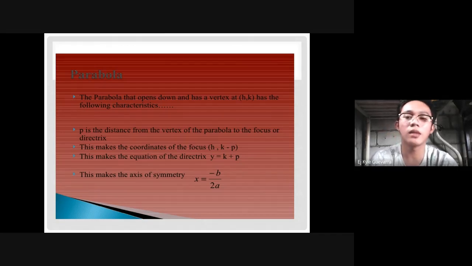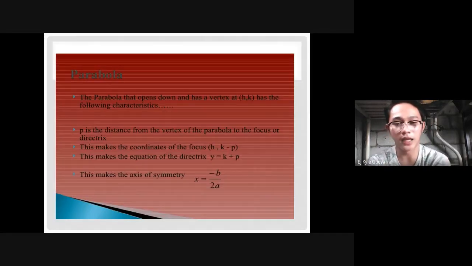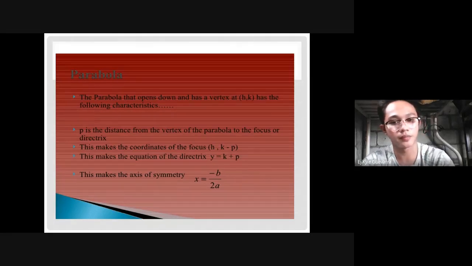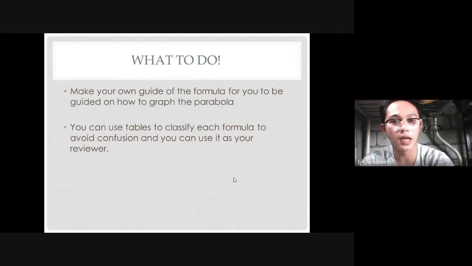Ayan. So mas marami kayong tatandaan kapag ang coordinates ng ating mga focus at directrix is sa may h and k na. Kasi 'di ba, mas marami kayong mga points na involved doon dahil hindi na sa origin ang location ng inyong parabola. Kumpara doon sa may origin lang ang vertex, may mga tatandaan pa rin na terms pero hindi ganun kadami. Ayan, so what to do? So make your own guide of the formula for you to be guided on how to graph the parabola.